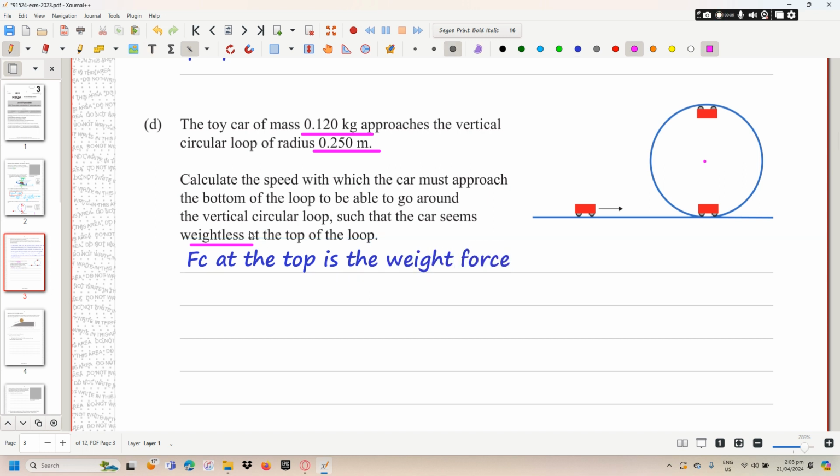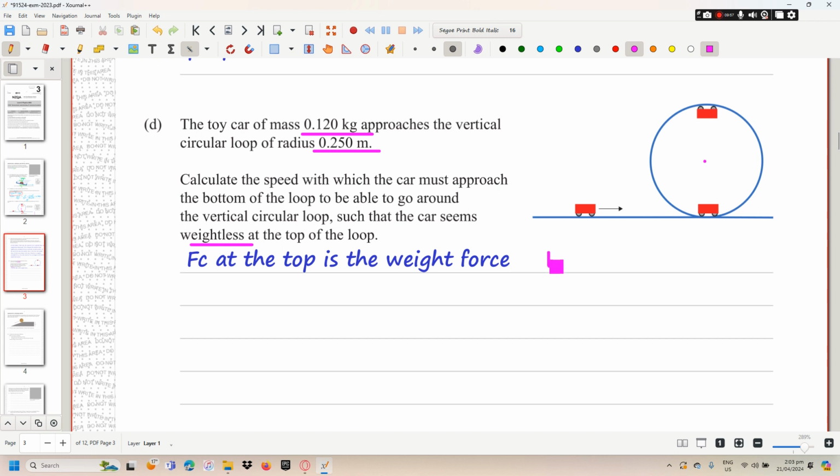If you say the centripetal force at the top is equal to the weight force, you're not wrong, but it doesn't show great understanding, because the centripetal force is always a different force. It's always the weight force or the reaction force or whatever force. It's not really its own thing. So at the top it is the weight force. It's not equal to the weight force, it is the weight force.